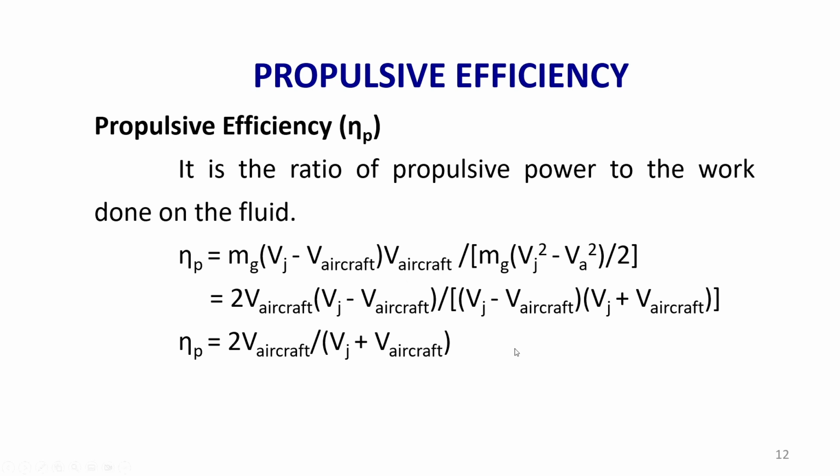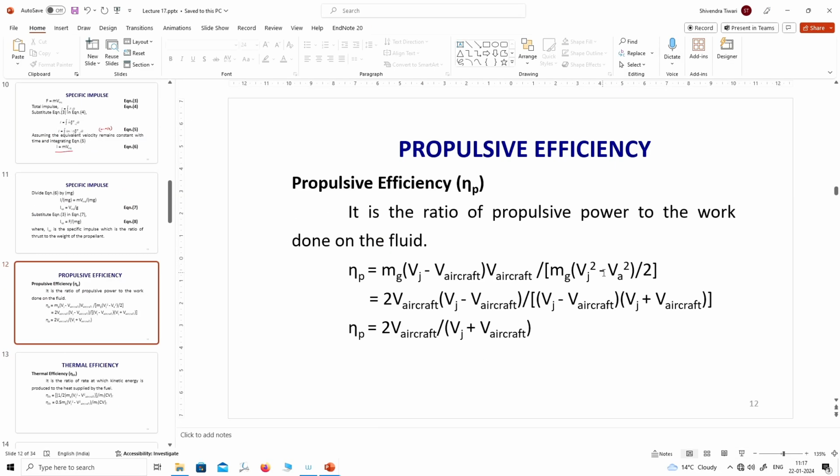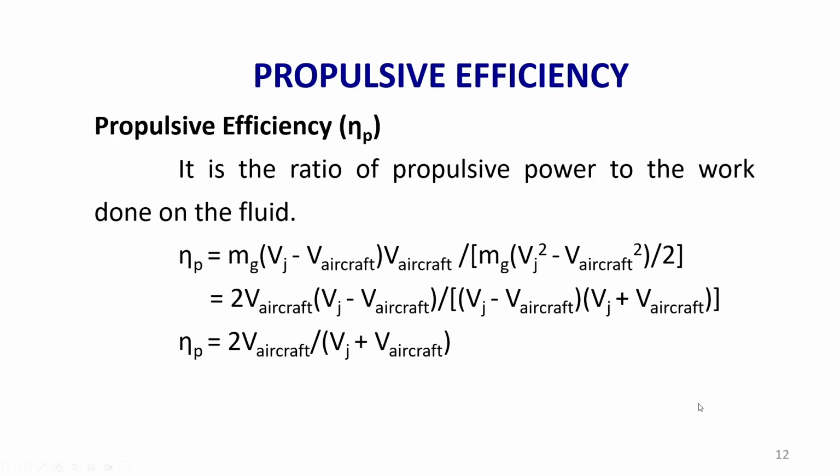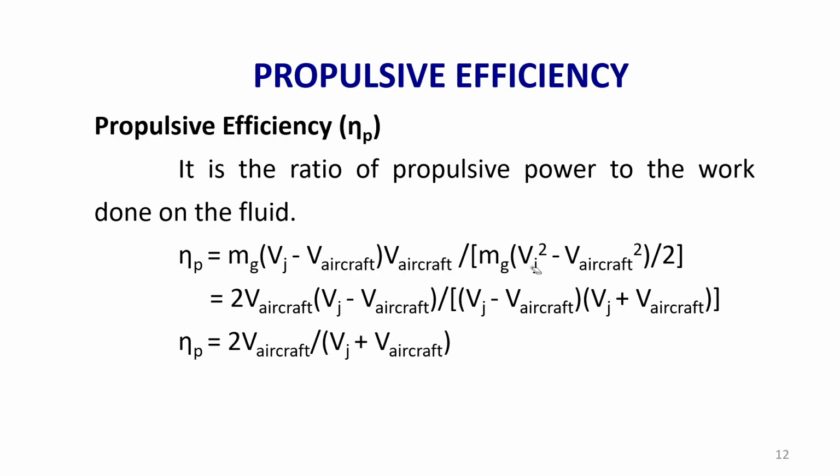Let me write it this way, otherwise it will be confusing. This is aircraft, A I R C R A F T, because if we use the symbol A, normally it refers to ambient air. That is why I use the subscript aircraft. V aircraft is the velocity of the aircraft. So this is the change in the kinetic energy, that is the work done on the fluid. So simplify, and you will get the propulsive efficiency as twice the velocity of the aircraft divided by the summation of jet velocity and velocity of the aircraft.